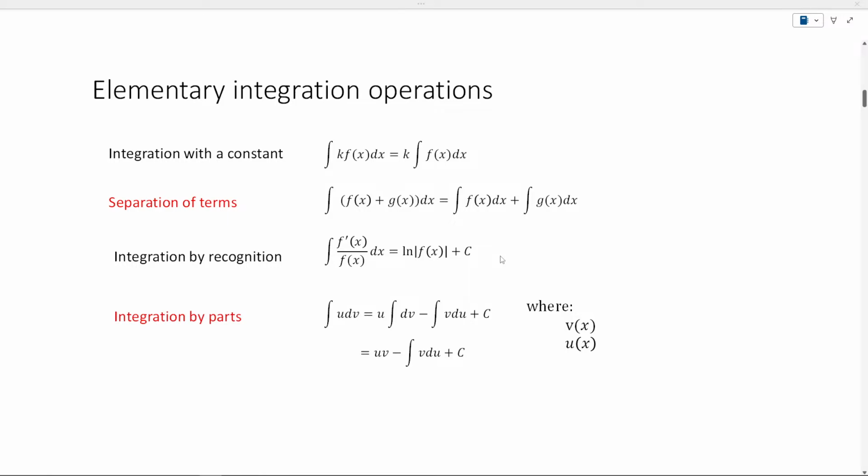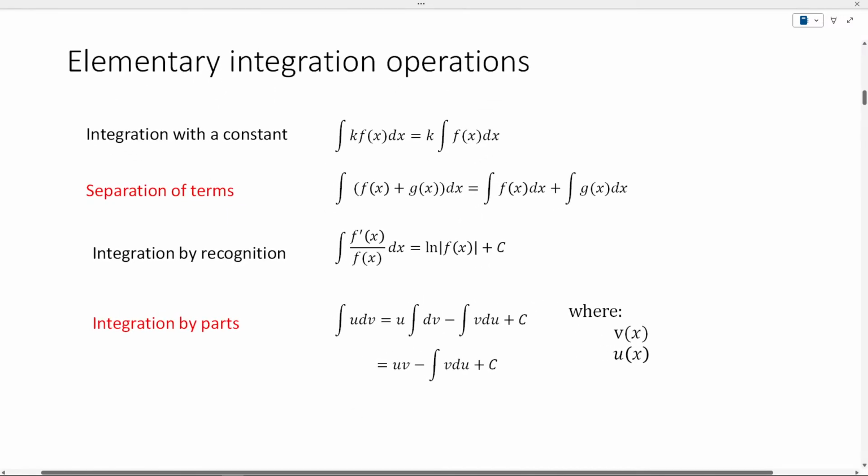So let's look at what we have. This is some elementary integration operation. We have integration with a constant. We did this. If you have a constant, you take the constant out. Separation of terms: if we have multiple terms, you can integrate each term individually. So we have seen this. You integrate f of x and you also integrate g of x.